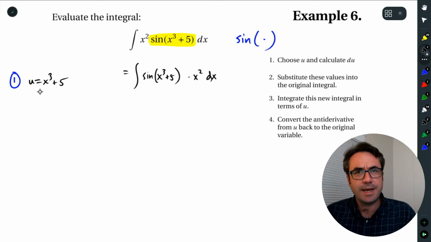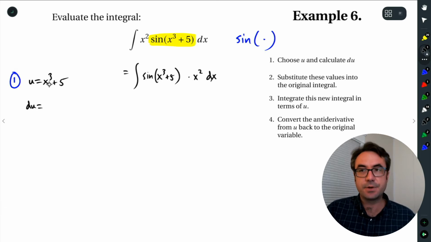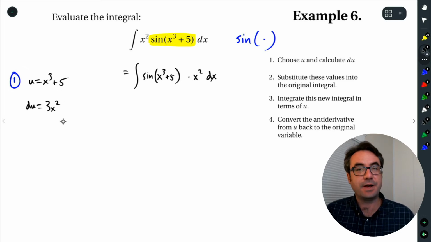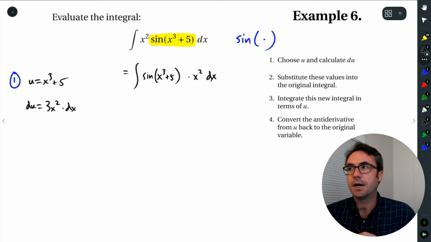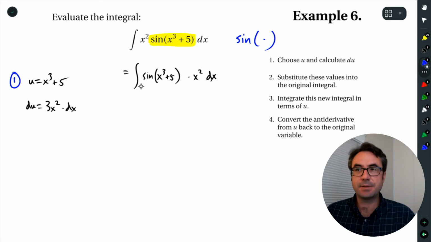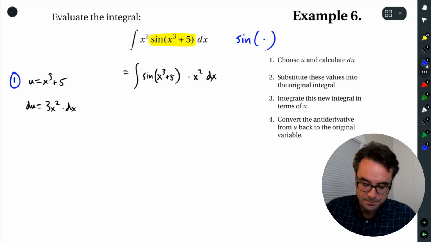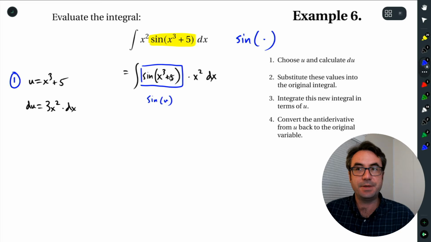All right, so we have this u equal to x cubed plus 5. Let's get the differential. So we're going to calculate du. What's the derivative of x cubed plus 5? Well, 3x squared, and the derivative of 5 is 0. So we get the derivative, and then we multiply by dx. All right. So we want to compare. We know by design this complicated term is going to involve our u. So we know in here this is going to become sine of u. Kind of by design. That's how we picked u to be this inner function.